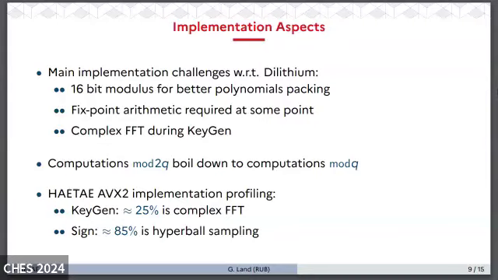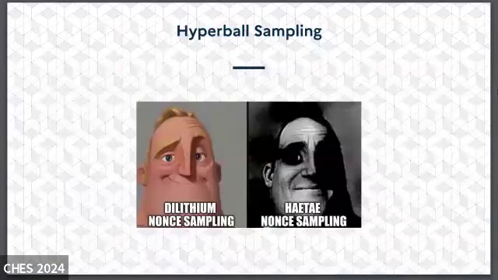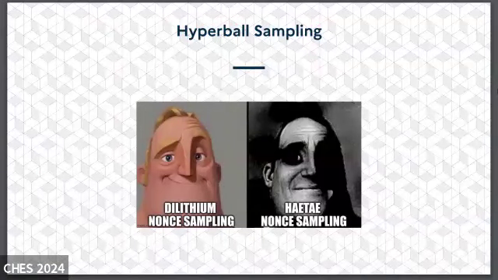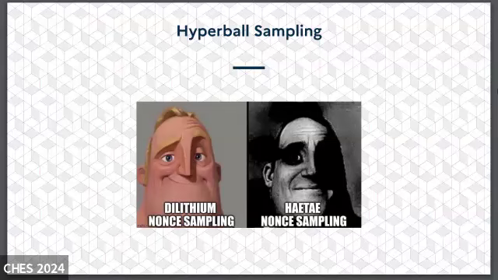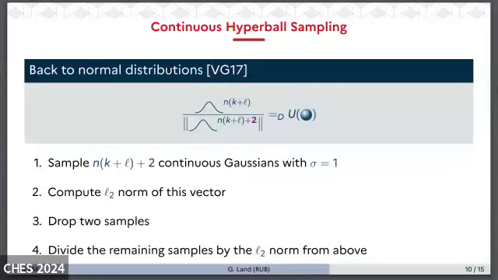So it's really trivial, yeah? And with that in mind, we're going to talk about hyperbole sampling, which is much more complex. What happens there is, first we need continuous Gaussians, and we need quite a lot of them. So n is the polynomial degree, 256, and k and l are the module ranks. And we need 2 more samples with a standard deviation of 1.